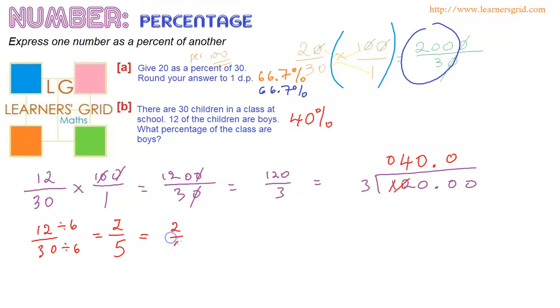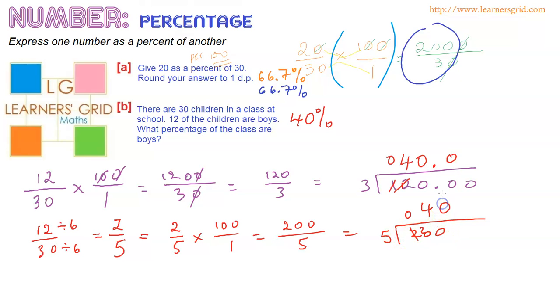So 2/5 multiplied, remember, by 100. And then I get 200 divided by 5. And this becomes 200 divided by 5. 5 into 2 can't happen, so I carry that over. 5 into 20, well, that's 4. 5 into 0 is 0, finished, so it's 40%.